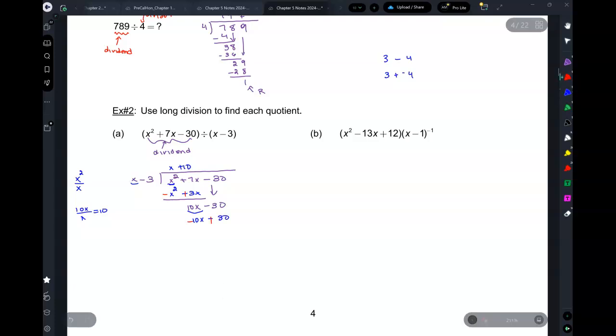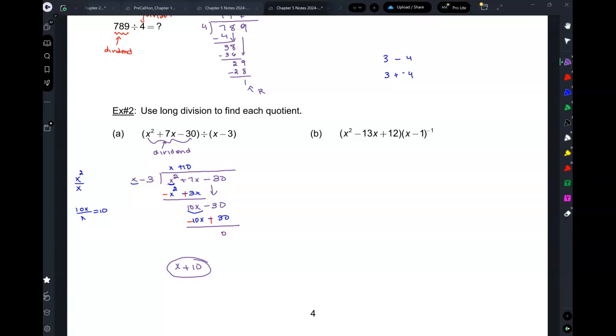Change the signs. Add. This becomes 0. This becomes 0. There's no remainder. My quotient is x plus 10. So this becomes x plus 10. Right? Fabulous. Okay? All right. So let's do another one.